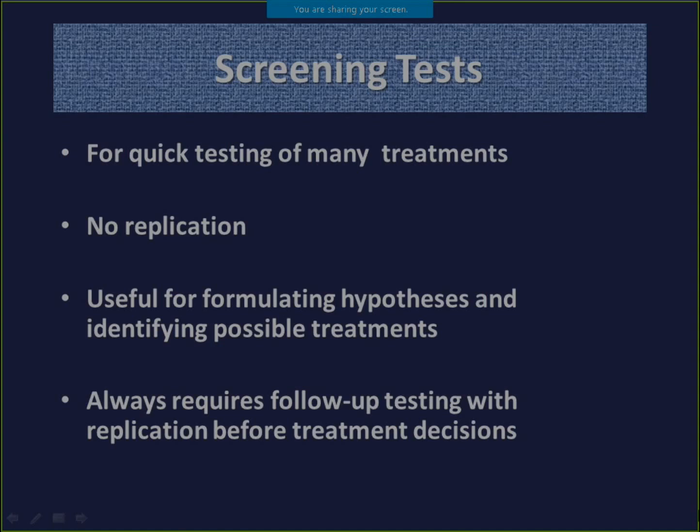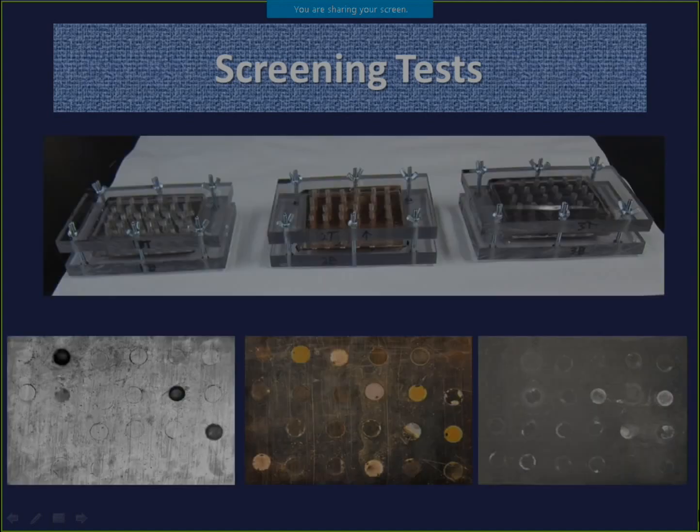Screening experiments are often used in medical research, for example, to do initial screening of a lot of different compounds that might be useful in fighting cancer. And then those that appear promising are pulled aside for more intensive, in-depth research. This will be a very quick testing. You don't do replication generally in screening tests. So they're useful for formulating hypotheses, identifying possible treatments, but it always requires follow-up testing with replication before going forward to anything to do with treatments.